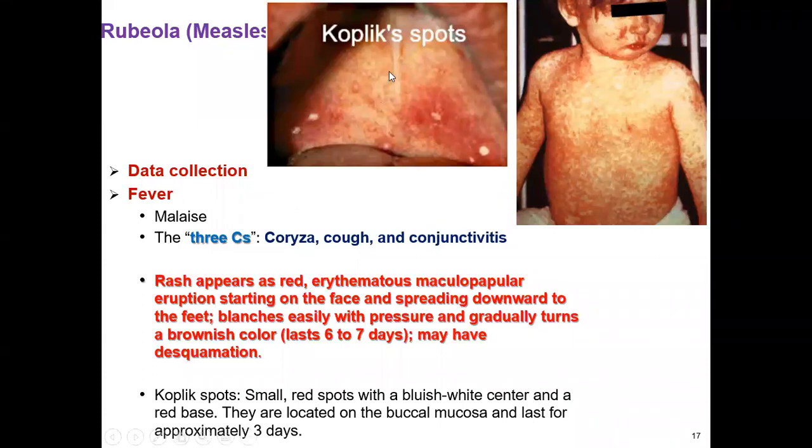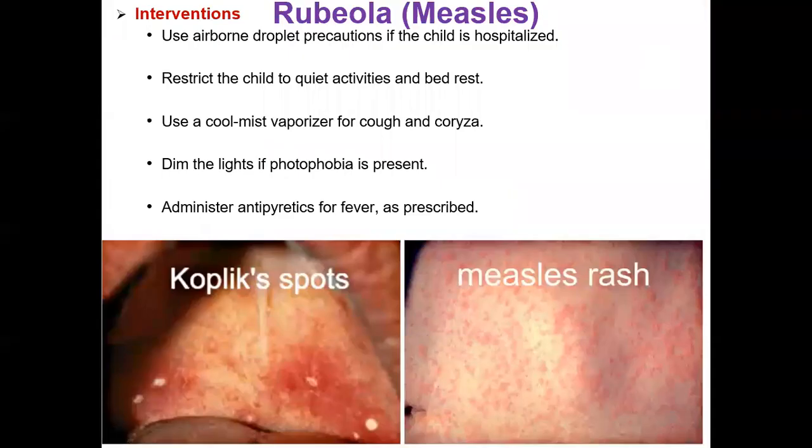In this picture, we see the Koplik spot. This is the key symptom. You see, this is the grain-like spot in measles: a small red spot with a bluish-white center and red base. They are located on the buccal mucosa and last approximately 3 days. So the Koplik spot is a key symptom of measles. Basically, it is present inside the mouth. And in this picture, the rash starts from the face and then spreads down towards the feet.